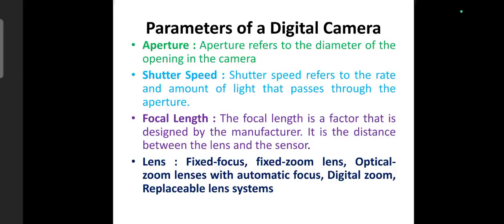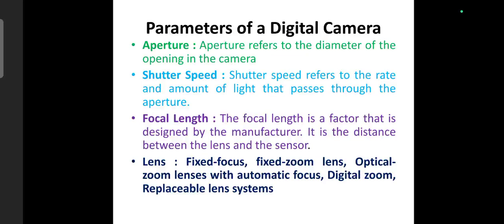The second parameter is shutter speed. As mentioned in the slide, the shutter speed refers to the rate and amount of light that passes through the aperture. The shutter is like a small door placed in front of the image sensor. It opens for a very short period while taking a photograph. If the shutter remains open for a longer time, more light enters the camera. If it opens only for a fraction of a second, less light enters. Fast shutter speeds are used to capture moving objects such as racing cars, athletics, or flying birds without blur. Slow shutter speeds are used for night photography and artistic photography where more light is required.